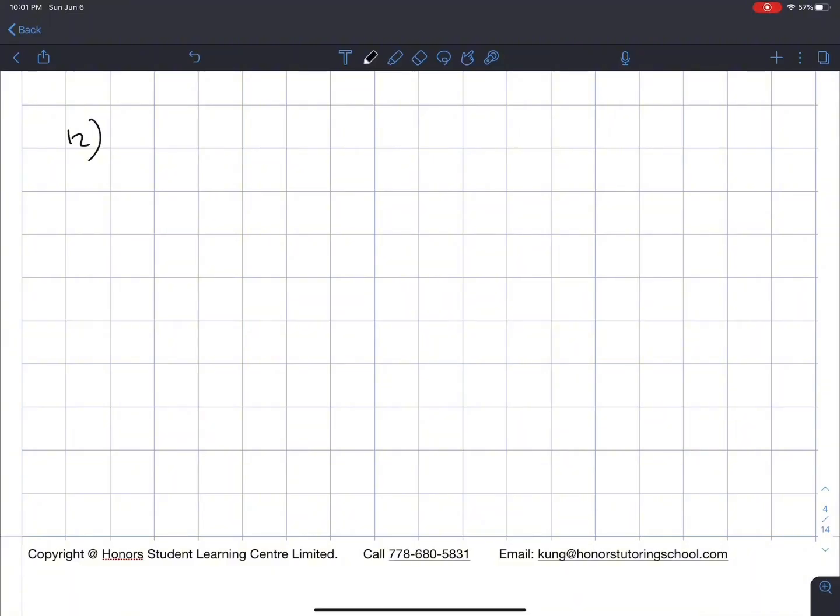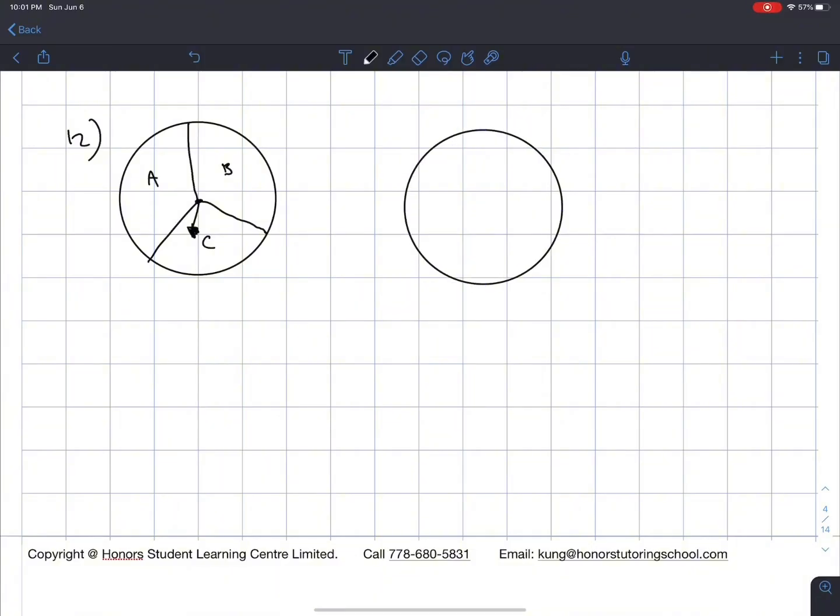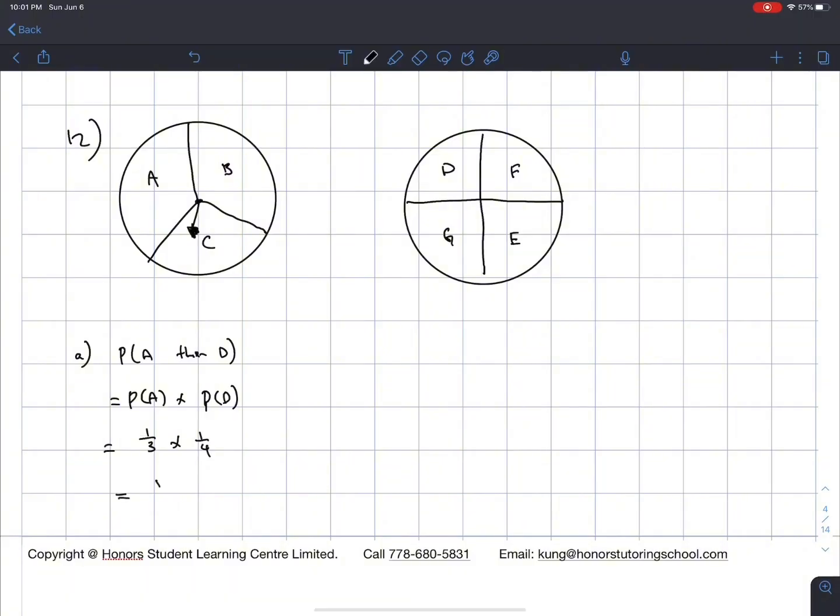Question 12. The first spinner is divided equally into 3 regions, and the second spinner is divided equally into 4 regions. The probability of A then D will just be the probability of A times the probability of D. The probability of A is 1/3 and the probability of D is 1/4. So our final answer is 1 over 12.